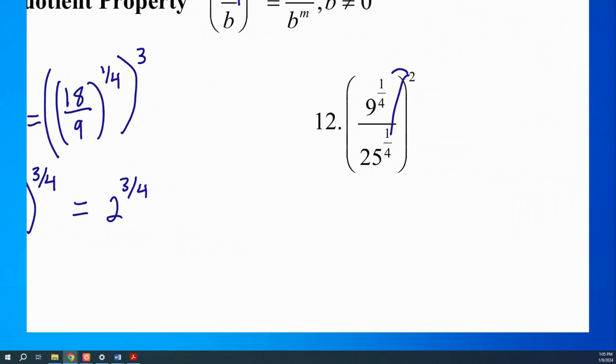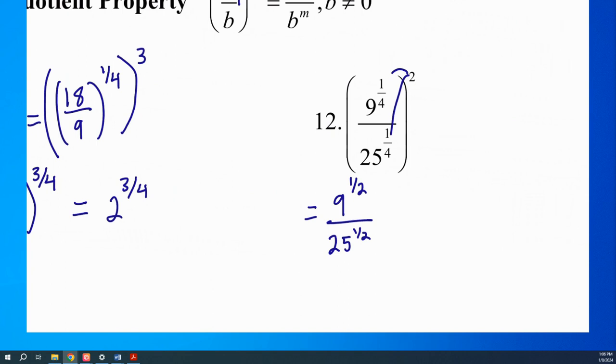So 9 to the 1/4 squared, I'm multiplying those two exponents. So what would that become? 2 over 4. And what is 2 over 4 reduced to? 1/2. And do we understand that's going to be the same exponent for the denominator? 25 to the 1/2.